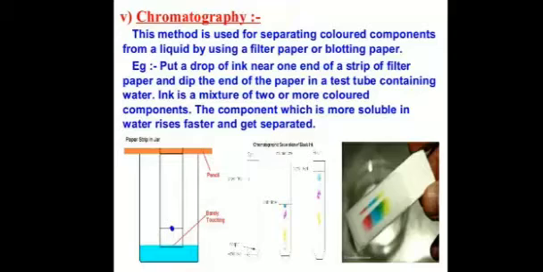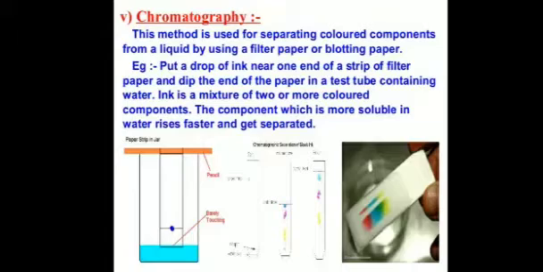Here in this diagram you can see this is paper chromatography. First you take a filter paper or blotting paper. Take approx 1 meter margin and in the center of that margin put a drop of ink. Then put this filter paper or blotting paper in the solvent. That is, you can see here liquid in nature. This is what? Solvent.